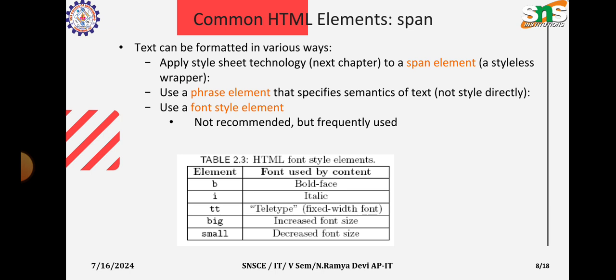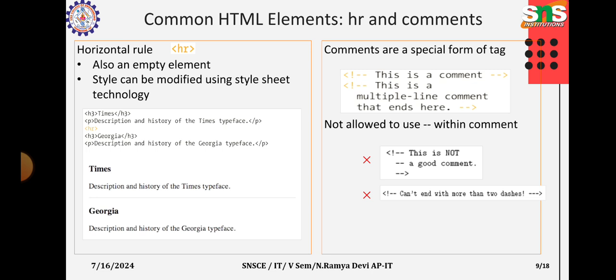So next HTML element is span. Text can be formatted in various ways. We have to apply style sheet technology to a span element, use a phrase element or use a font style element. Not recommended but frequently used are elements like B for bold face, I for italic, TT for teletype, big for increased font size and small for decreased font size. So next is the HR element, which is used as a horizontal rule, which is also an empty element. Style can be modified using style sheet technology.